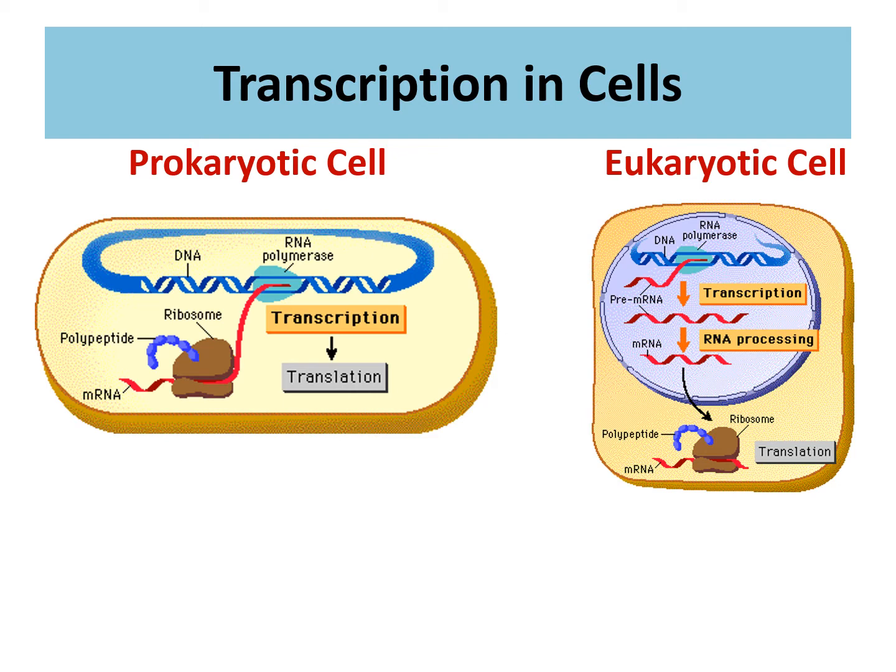Whereas in eukaryotes, transcription and translation are separated. They have a nucleus, so the mRNA is synthesized and processed first in the nucleus and then transported to the cytoplasm for translation by the ribosomes.